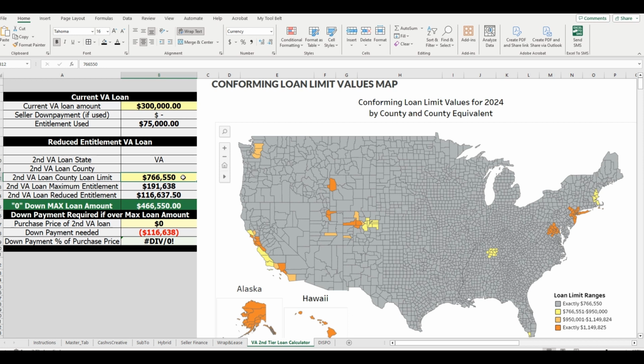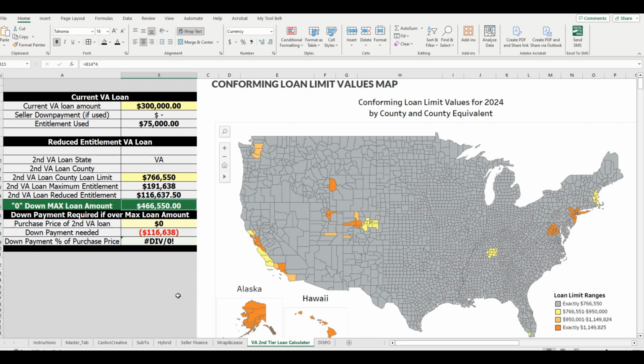So that second property that the veteran is looking for, they can have two VA loans out at the exact same time. The first loan will be tied up with $75,000 worth of entitlement, and the second loan that they take out through the VA program will be tied up with $116,000 of VA entitlement, meaning that seller who's buying another property, they can qualify for up to $465,000 purchase price of a property at zero down to them.